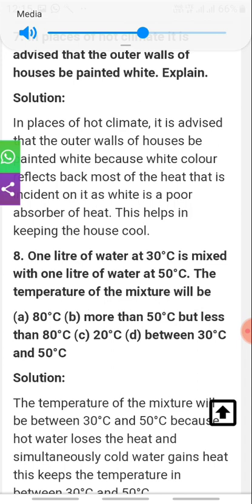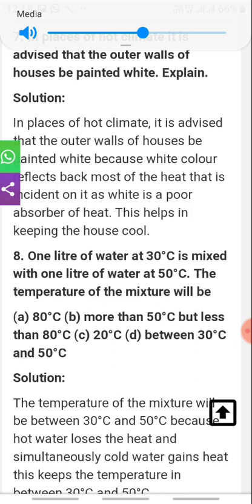Next, number 8. 1 liter of water at 30 degrees Celsius is mixed with 1 liter of water at 50 degrees Celsius. The temperature of the mixture will be: option A, 80 degrees Celsius; option B, more than 50 degrees Celsius but less than 80 degrees Celsius; option C, 20 degrees Celsius; option D, between 30 and 50 degrees Celsius. So the answer is option D, because hot water loses heat and simultaneously cold water gains heat. This keeps the temperature between 30 and 50 degrees Celsius.